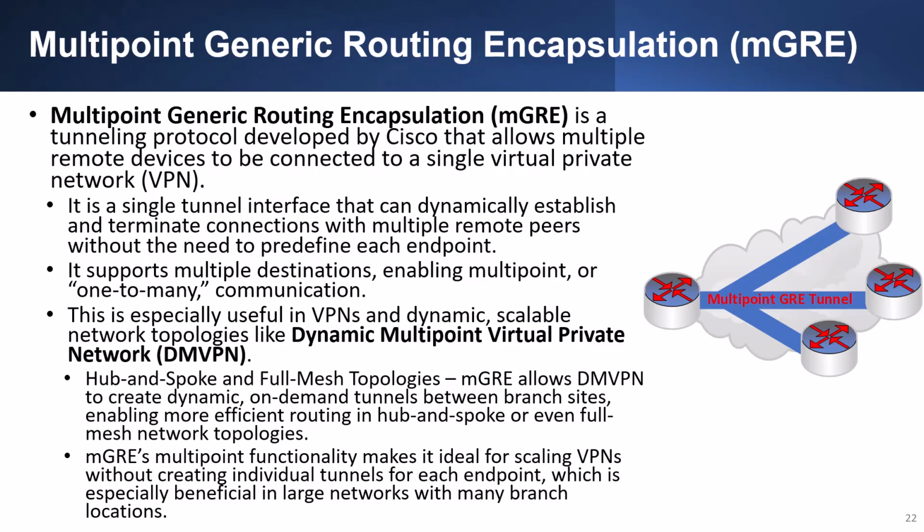This is especially useful in VPNs and dynamic, scalable network topologies like Dynamic Multipoint Virtual Private Networks, or DMVPN, in hub-and-spoke and full mesh topologies, where MGRE allows DMVPN to create dynamic on-demand tunnels between branch sites, enabling more efficient routing in hub-to-spoke or even full mesh network topologies. MGRE's multipoint functionality makes it ideal for scaling VPNs without creating individual tunnels for each endpoint, which is especially beneficial in large networks with many branch locations.